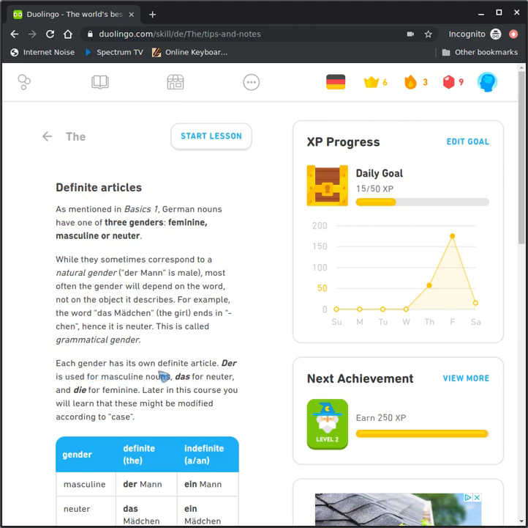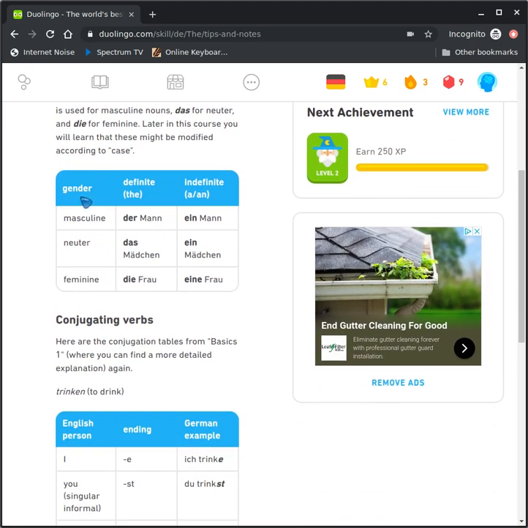Each gender has its own definite article. Der is used for masculine nouns, das is used for neuter, and die is used for feminine. Later in this course, you will learn that these might be modified according to quote-unquote case. And we have a little chart here, and here are our headings. Gender, definite, which is a definite article. Indefinite articles, a or an, or in English we say a car. Like, gonna drive your car? I'm gonna drive a car.